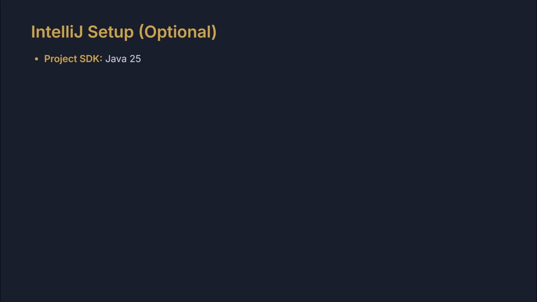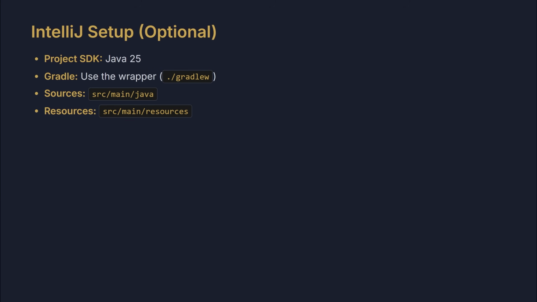So if you use IntelliJ, just select Java 25. If you don't have it, download it. Just Google OpenJDK 25. Be sure to define your sources and resources. It should happen automatically if you set up a Gradle project inside IntelliJ, but better be safe than sorry.